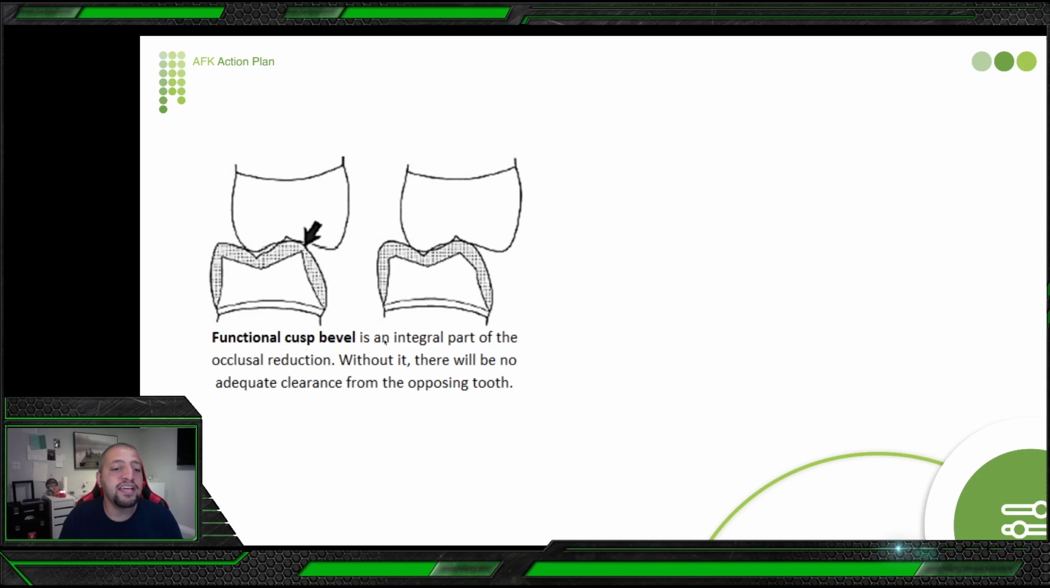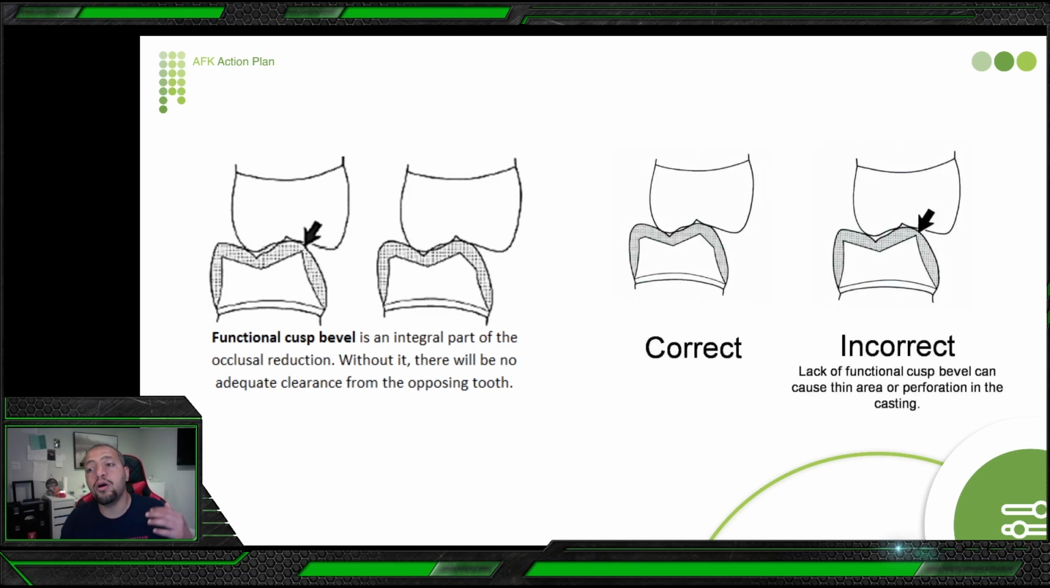So the functional cusp bevel is an integral part of the occlusal reduction. Think about it this way: we have the functional cusp in the lower and the functional cusp in the upper. If you do it this way, the functional cusp is receiving more force as it's hitting up against the functional cusp from the other side. So in this area, you think about it, it's a thin porcelain or thin material. So we say, okay, let's do functional cusp beveling here, leading to more thickness of material. When you have more thickness, you get more strength, which leads to less chance of the crown being broken here.